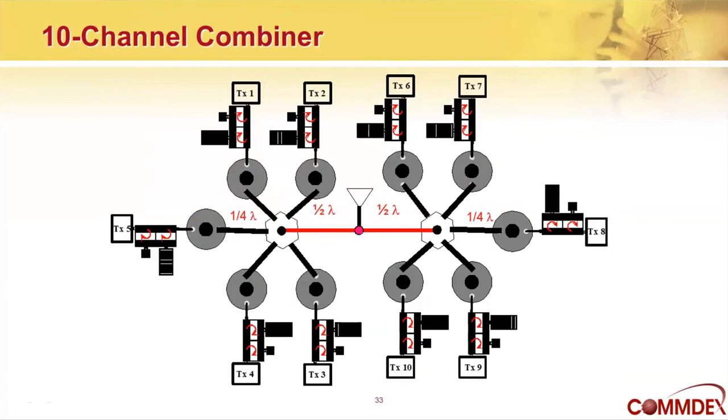But when it looks at any of the local transmitters, it sees half wavelength, which looks like high impedance. And if it looks at one of the distant transmitters, it sees 1/4 plus 1/2 plus 1/2 plus 1/4, 1 full wavelength, and that looks like a high impedance path also. So again, by using the right lengths of transmission line, the signal will follow the path of least resistance and go out to the antenna. So that's a 10-channel combiner.